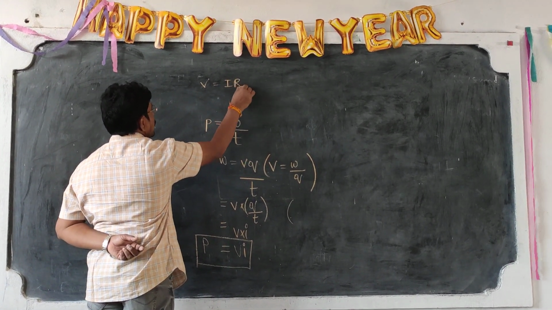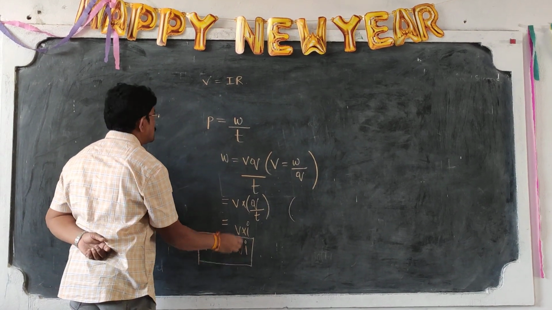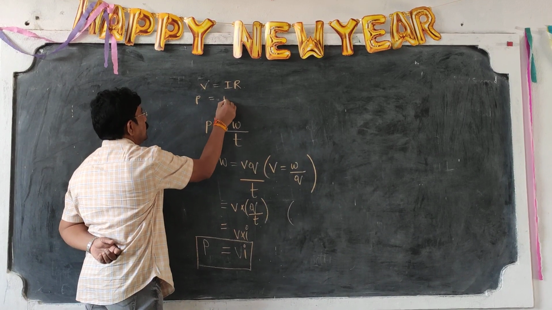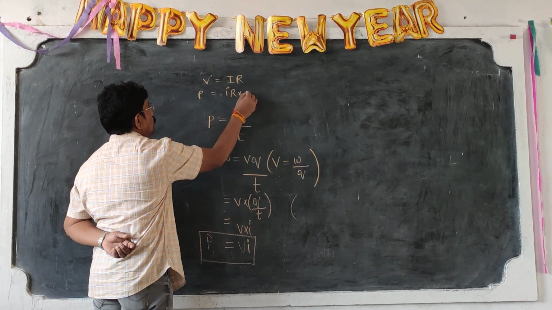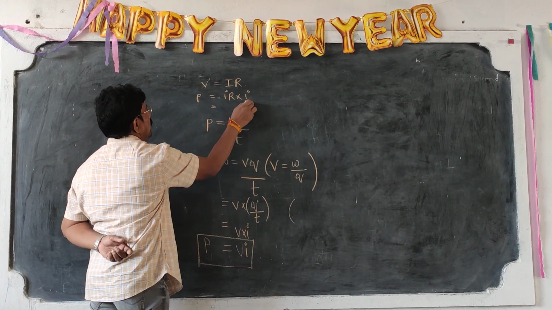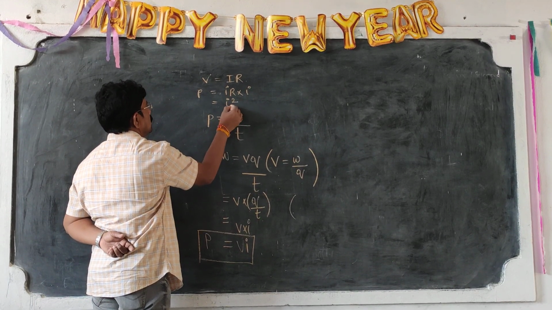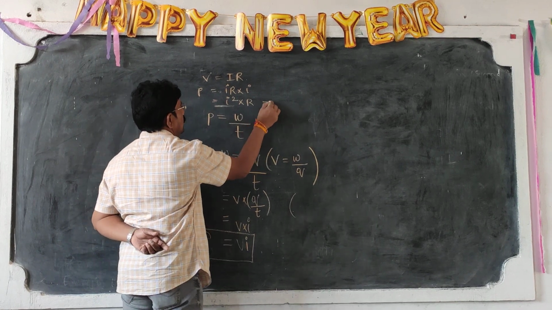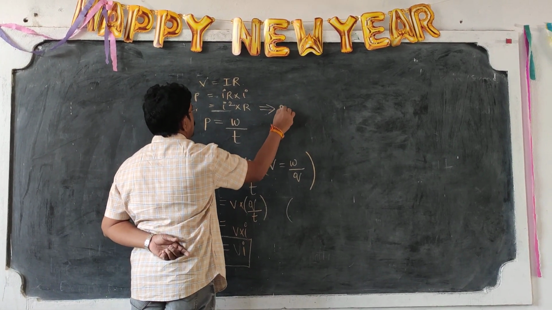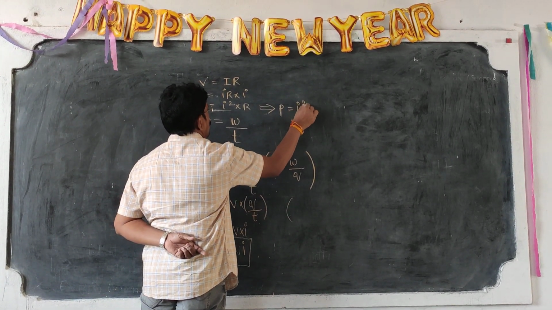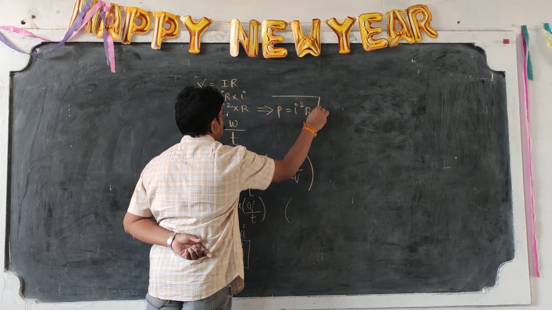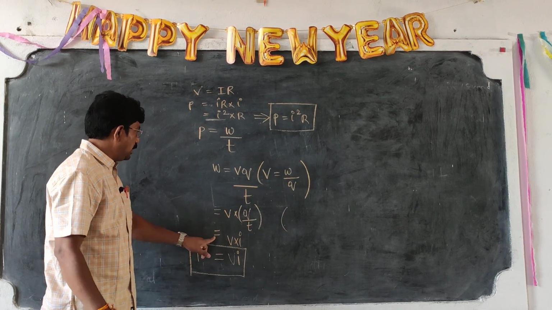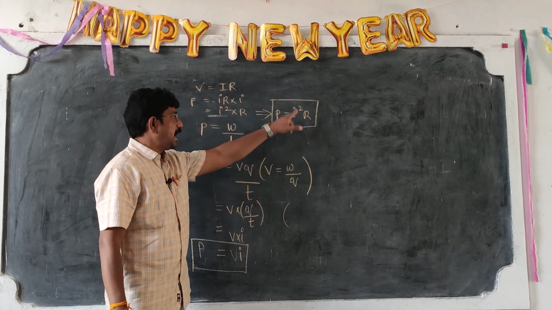V is equal to IR. Substitute here: P is equal to V. In place of V, you write IR into I. I into I is I square, into IR, so P is equal to I square R. This is another formula. P is equal to VI, P is equal to I square R.